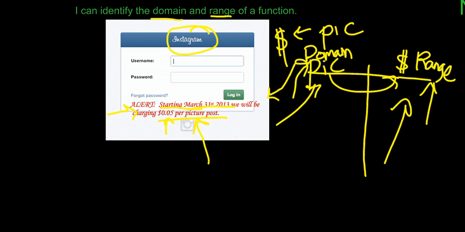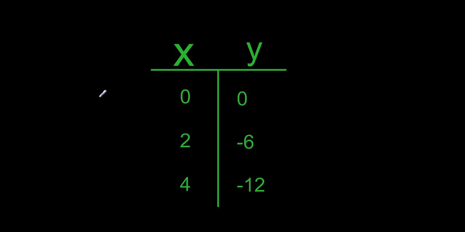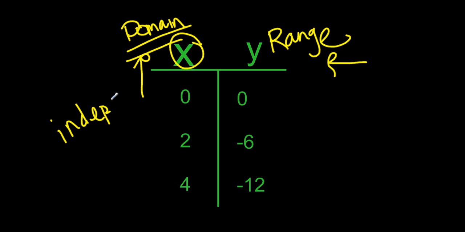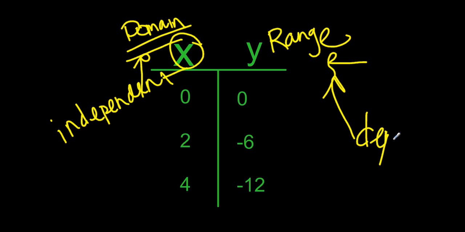If we take this vocabulary and apply it to just a simple function table, we can think about the fact that our x values are always going to be our domain of our function, and our y values are always going to be our range. We can also think back to some other vocab: if it's the domain, that means it's independent. It's our independent variable. And if it's our range, it means it's our dependent variable.